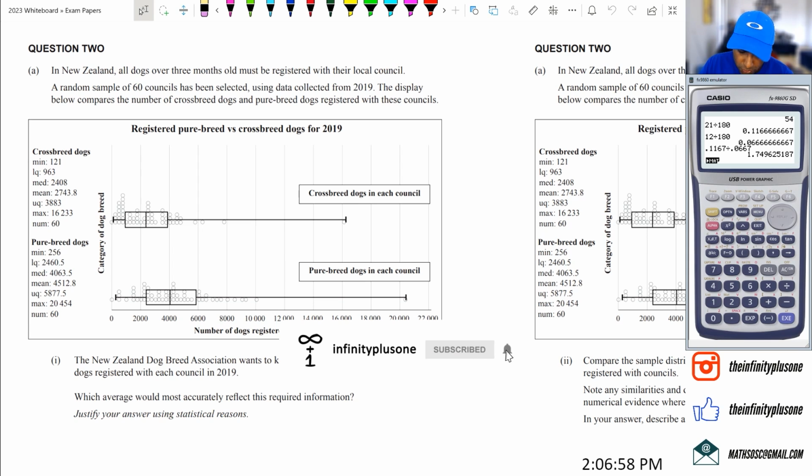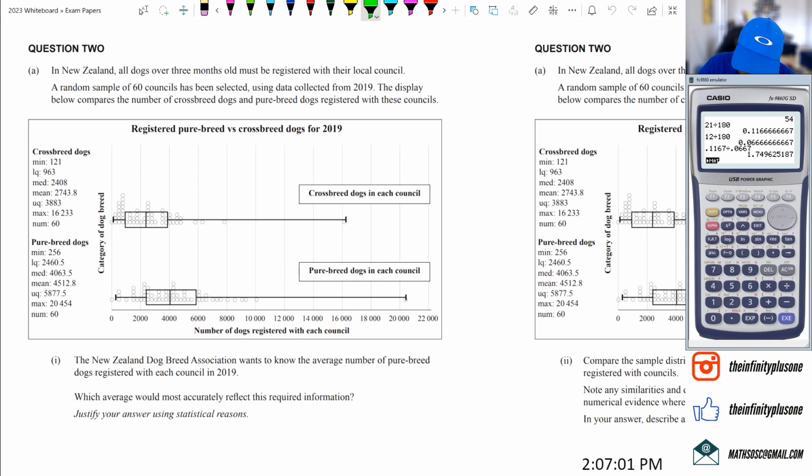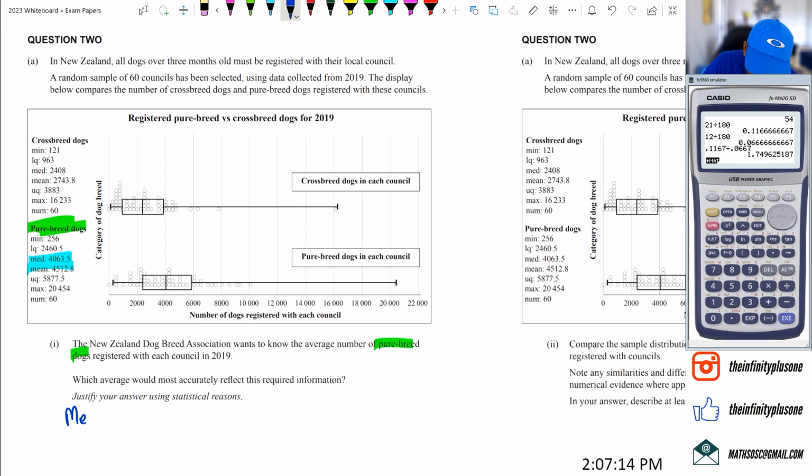All right, so question 2, we're going to start off by looking at the average number of purebreed dogs. Now we've got 2 numbers that we can potentially write down, because which average would accurately describe it? We can say that the median is 4063.5, and the mean is 4512.8. But looking at this particular data here, there's this little outlier there, and that could actually have an effect on the mean. So therefore, your better option to go with in this case would be the median.